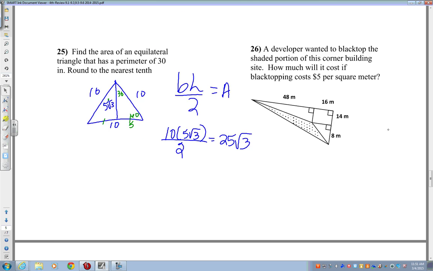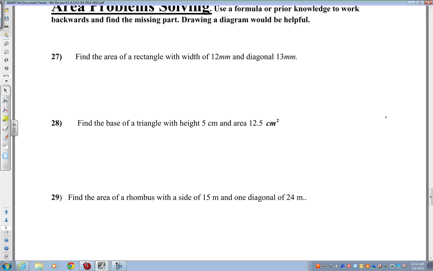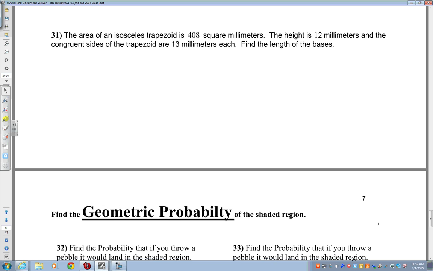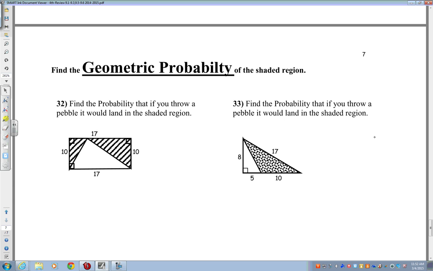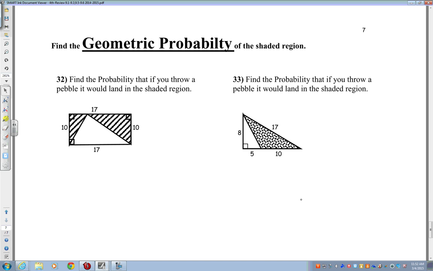All right, we're going to move on. Here you have to draw a picture if there's no picture given, but I want to talk about the last section of your test, which is geometric probability. This is what we did yesterday. We're going to do a couple and then do a game on the way out to add points to your score sheet.